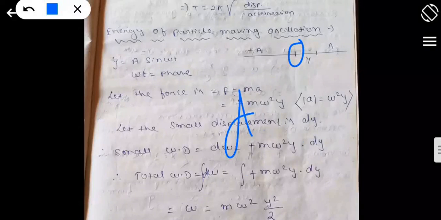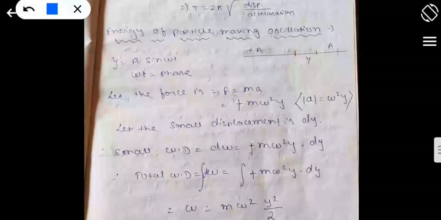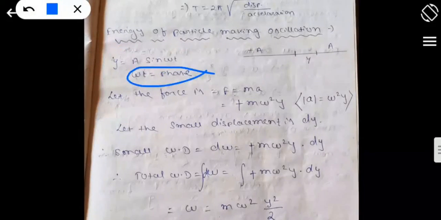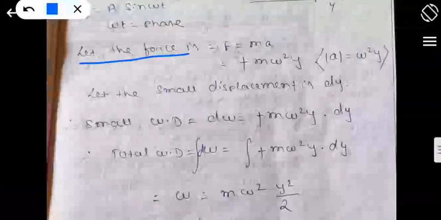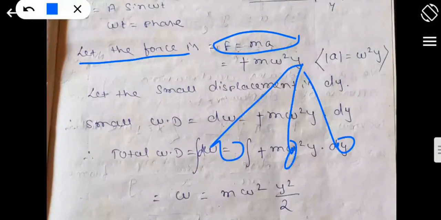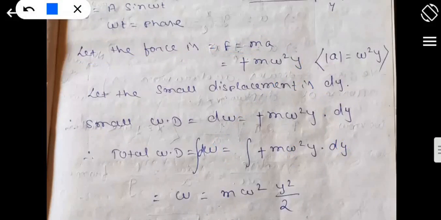Now proceed further. What prior data do we have? One is displacement, we know y equal to a sin omega t. In that, omega t is known as the phase. Now look here clearly. Let the force be F equal to ma. What is involved during the motion of the pendulum? This ma. So m into a: m as usual, and for the oscillation we found the formula a equal to omega square into y. Take it as omega square y, positive.